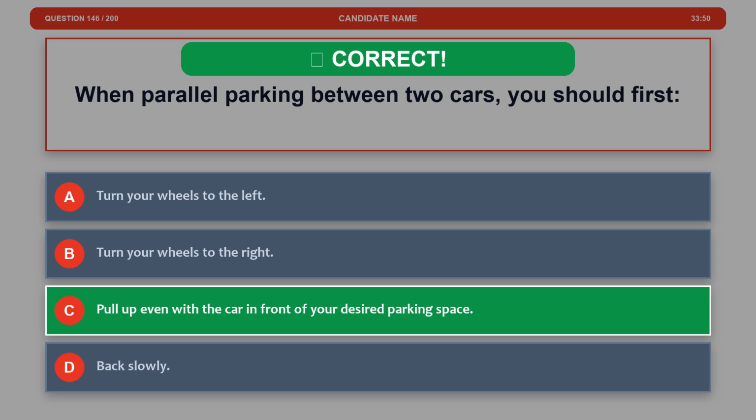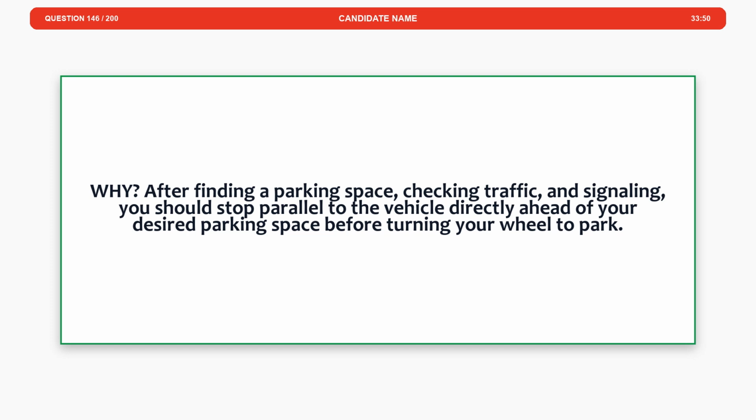The correct answer is option C, pull up even with the car in front of your desired parking space. Explanation. After finding a parking space, checking traffic, and signaling, you should stop parallel to the vehicle directly ahead of your desired parking space before turning your wheel to park.